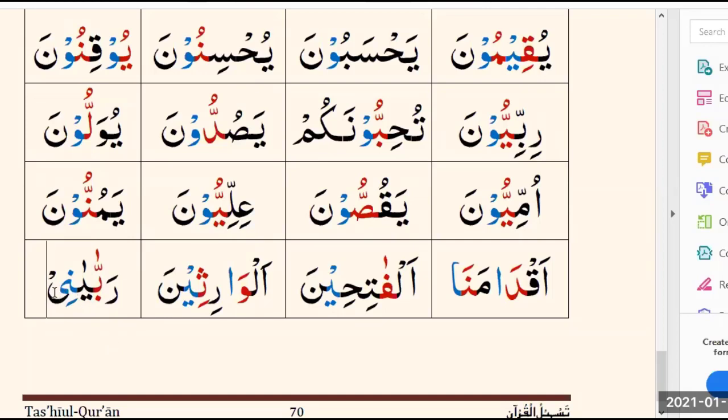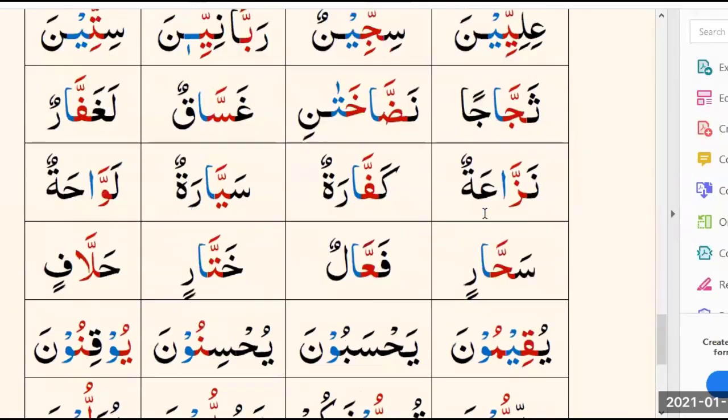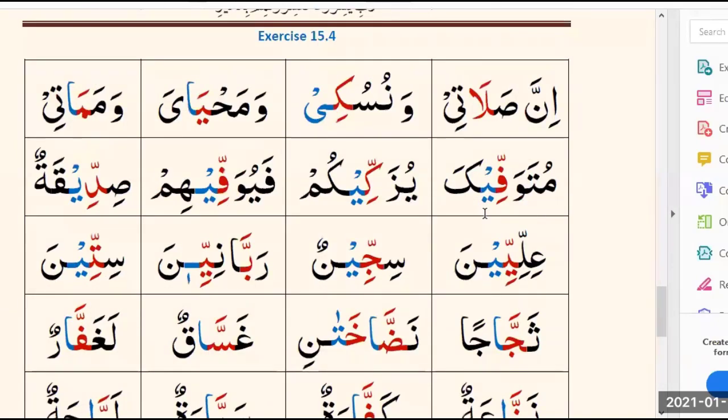Yeah, much better. Again, once more. Well done. Thank you very much. Next one, please. Assalamualaikum. We have volunteers.